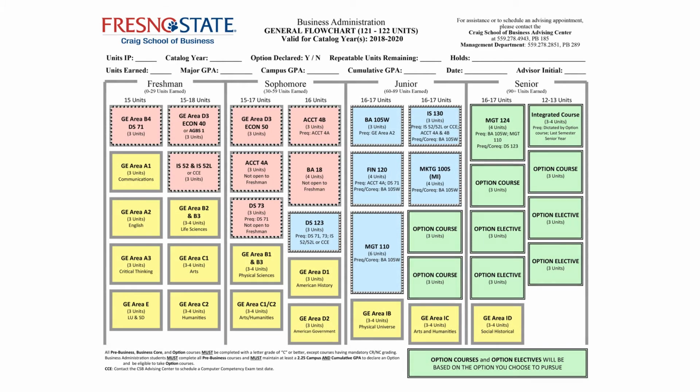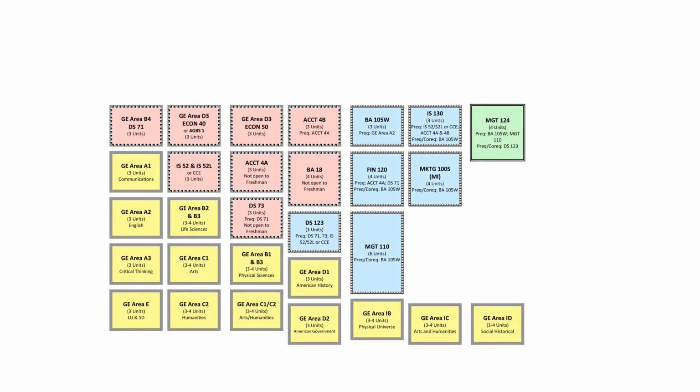All pink, yellow, and blue courses, as well as Management 124, are required for all business administration students, regardless of option. They do not change. All pink, yellow, and blue courses are available to pre-business students, but the green courses, including Management 124, are only open to business administration students declared in their option.